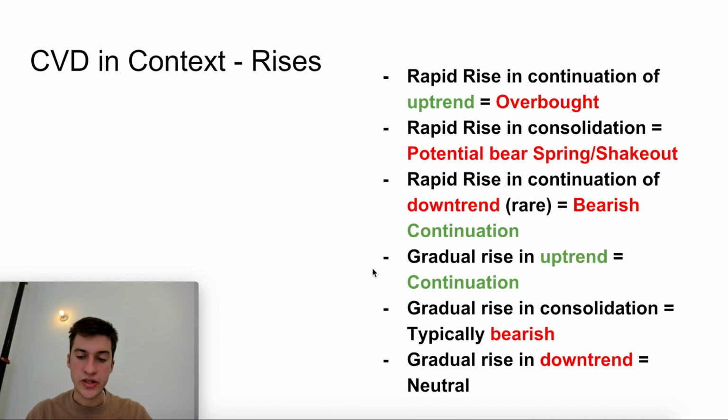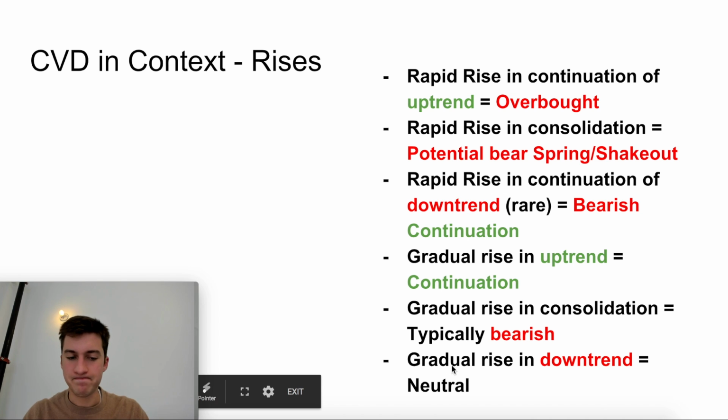A gradual rise in a downtrend, I just put this as neutral. So imagine that we have a downtrend just normally going down, but CVD is just slowly going up. This is kind of hard to say. More often than not, I would say this is probably bullish as a divergence, volume isn't moving with price kind of situation. But I put this as neutral because there are other types of situations where a gradual rise in CVD as price goes down could just fuel more bearishness. So this one, I don't know. I would say this one's a little bit more up in the air.